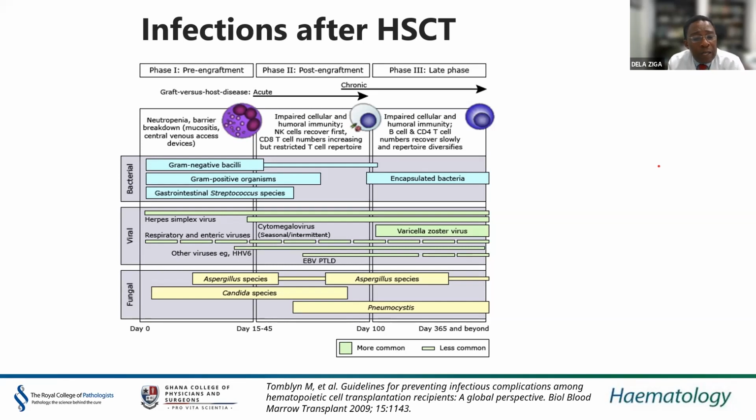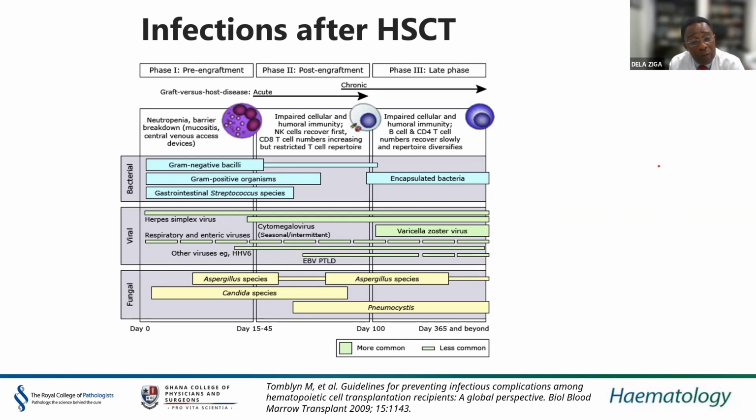BK virus is also seen around day 45, and depending on the population of your patients, HHV6 and BK virus are also commonly seen, but fortunately do not cause as much morbidity as cytomegalovirus does. Among fungal elements, Candida is seen quite early, Aspergillus much later, around engraftment. Then by day 100, you see more of Aspergillus than Candida species.